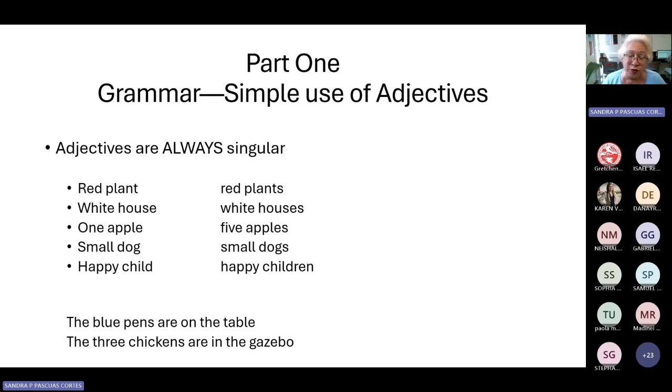And the last example for part one is emotion. Happy child. The child is singular, and the plural of child is children. As you notice, happy does not change, only the noun. Now, an example in a sentence. The blue pens are on the table. Notice pens is plural, but blue stays singular, no S. Look at the number, 3 chickens. Chickens is plural, but 3 stays the same.